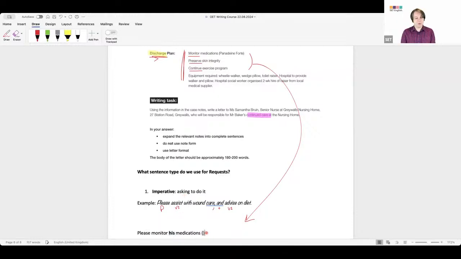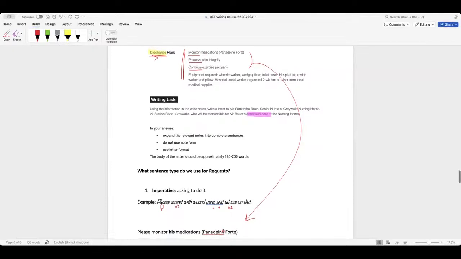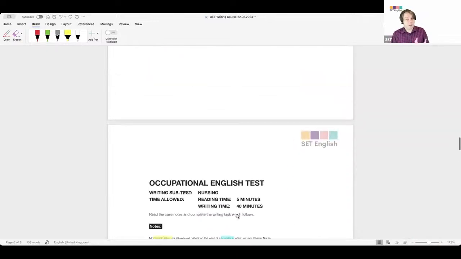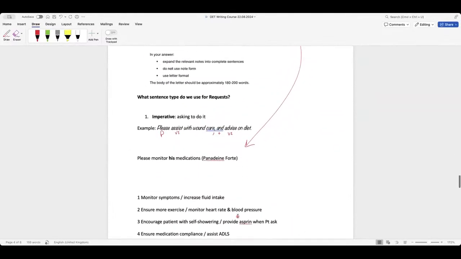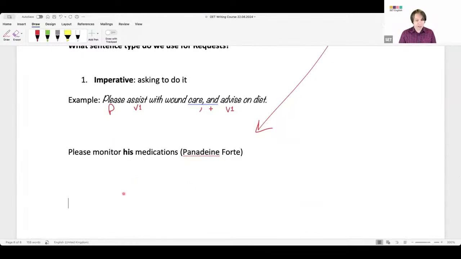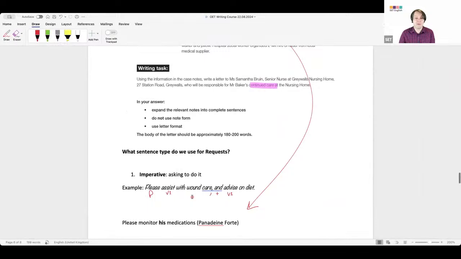Carmen, should I put Panadeine Forte in? What does everyone think? Should I put that in? No. It depends on the situation. Think about the reader. Maybe it was mentioned before, so we don't need to name it. Exactly. If you're not sure, the question is: is it needed? Is it appropriate? If you think yes, you can put it in. If you're repeating it from earlier, we don't need it.